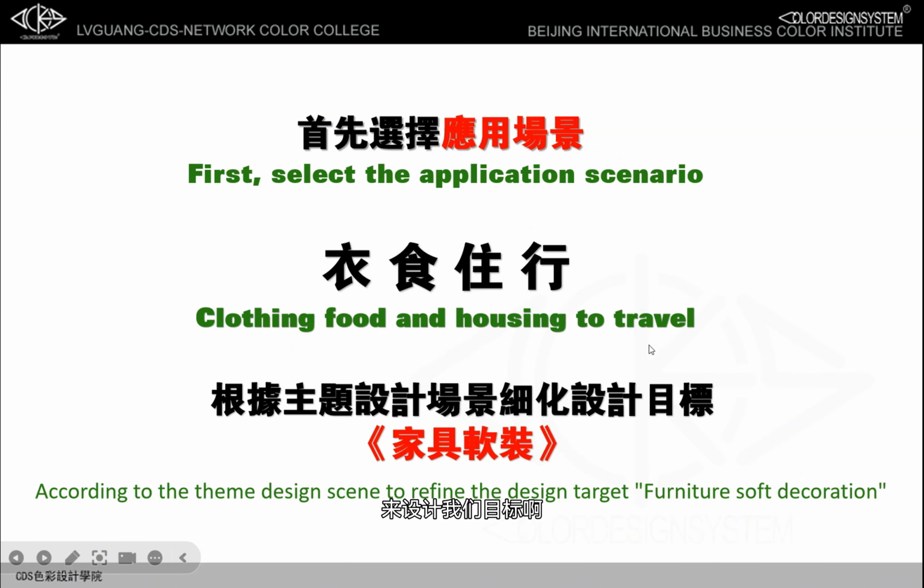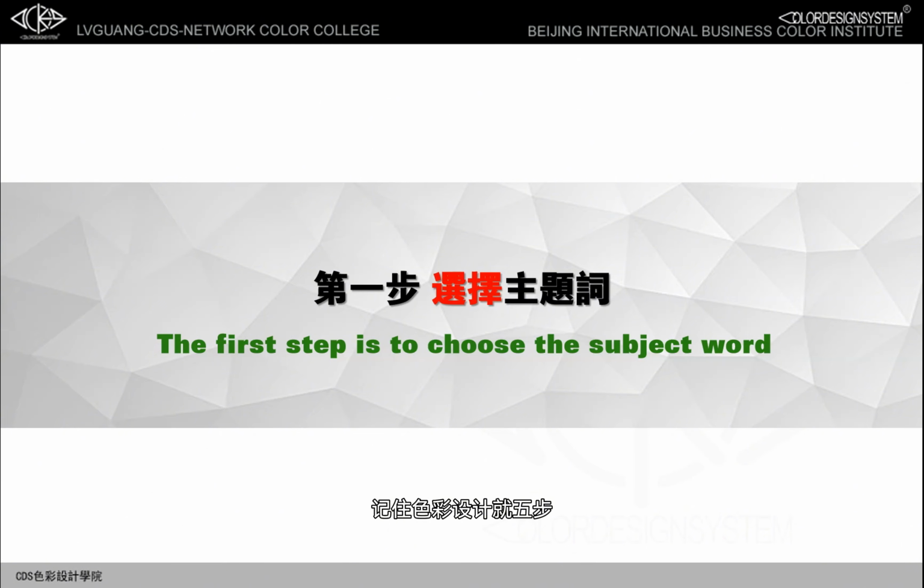To design our goals, today we choose a scene in home improvement design. Let me share with you the color design method. Remember that color design is 5 steps. We are done. From a little white with color design to a gorgeous turn of the master level of color design. Okay, let's explain. Step 1.